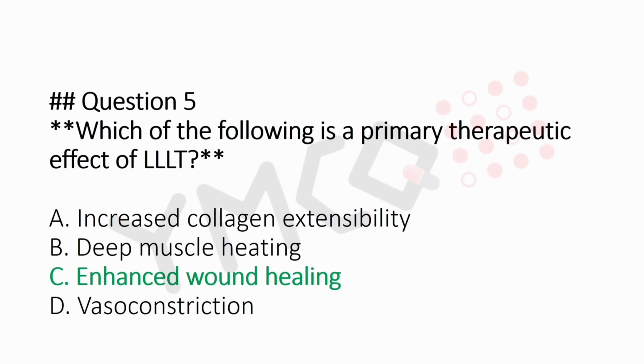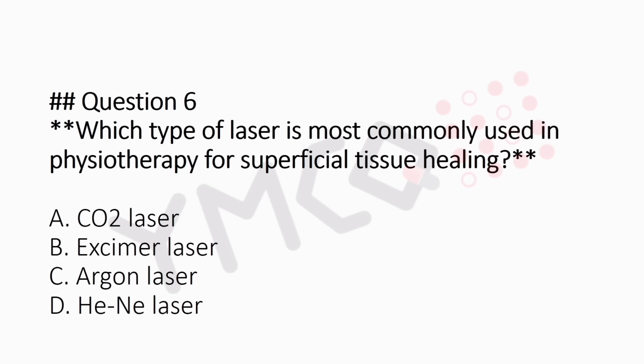Now let's move to question number 6. Which type of laser is most commonly used in physiotherapy for superficial tissue heating? Option A, CO2 laser. Option B, excimer laser. Option C, argon laser. Option D, helium neon laser. And the answer is option D, helium neon laser.